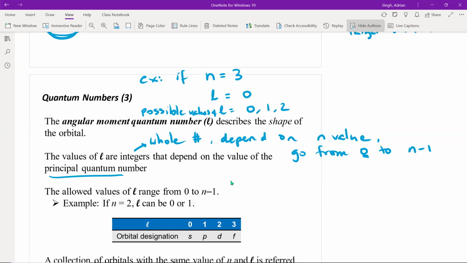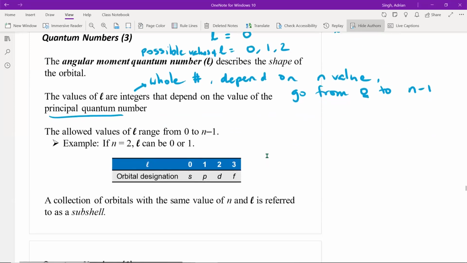Similarly, if n is equal to 1, well, then L could be, we always have a 0, okay, and then what is n minus 1? So n is 1, minus 1 gives me 0. Well, I already have that here, and there's only one L value, which would be 0 in this case. Okay, and we can do that for all the integer values for n, the principal quantum number. So L depends on the value for n.